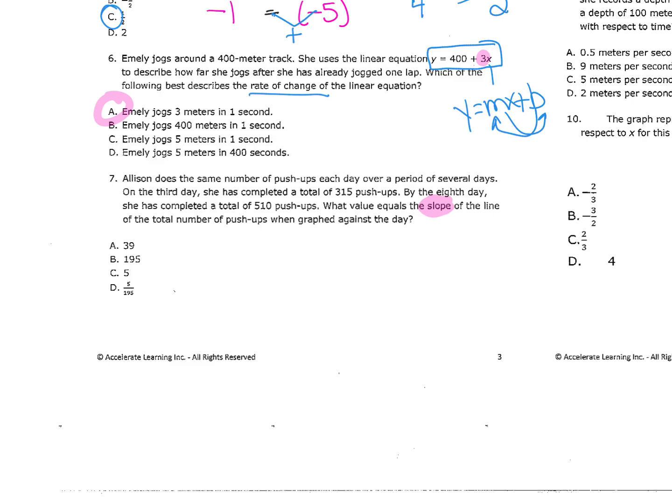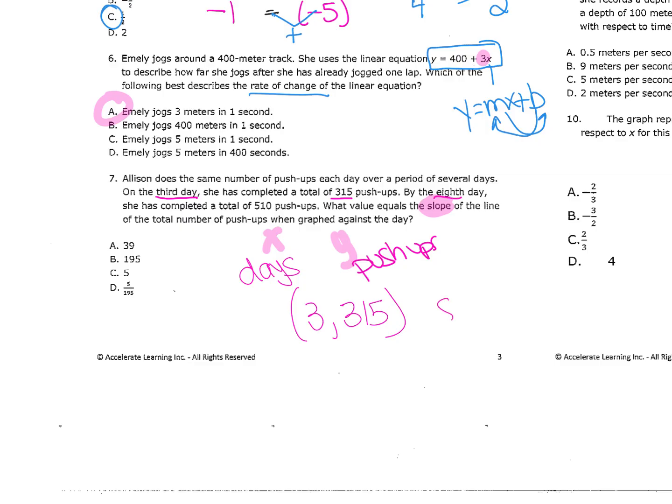Well, believe it or not, we have 2 points. We have an x and we have a y. Okay. Remember, our input is our days and our output is the push-ups. So our first point is here. On the 3rd day, she completed 315 push-ups. That's our first point. On the 8th day, she completed 510 push-ups. That's our second point. And now I'm going to put those into my slope formula.